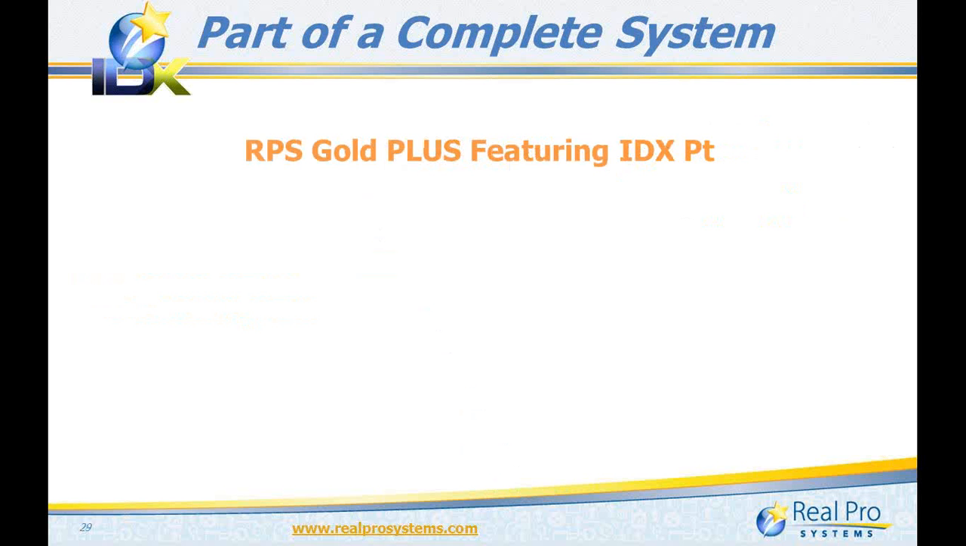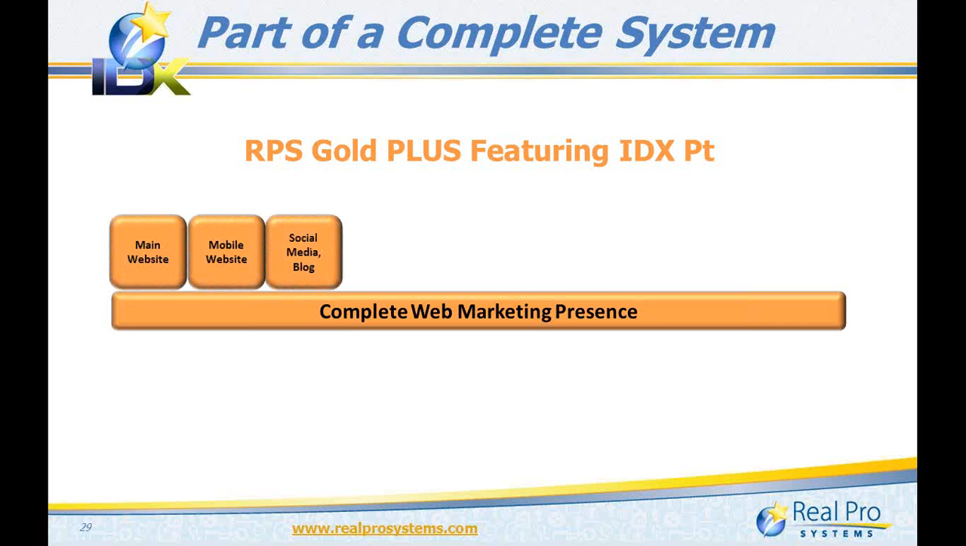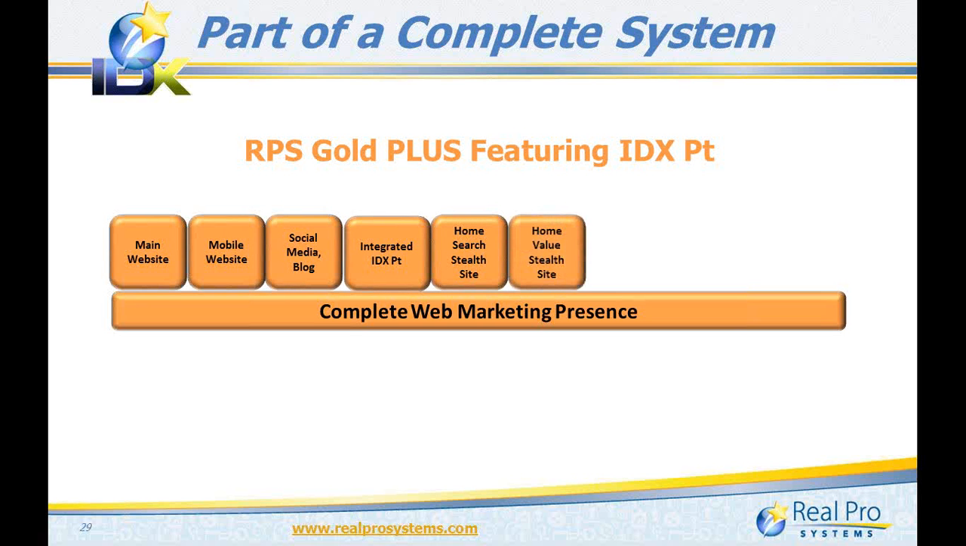The RPS Gold Plus system really provides you with a complete web marketing system. It includes your main website. It includes a mobile website, which again is optimized for mobile, so it provides the best mobile experience. It includes tools for social media and a blog. Integrated IDX, which again provides the mobile search capability for your home search stealth site. There's also the home value stealth site, which is where automated CMA is featured.